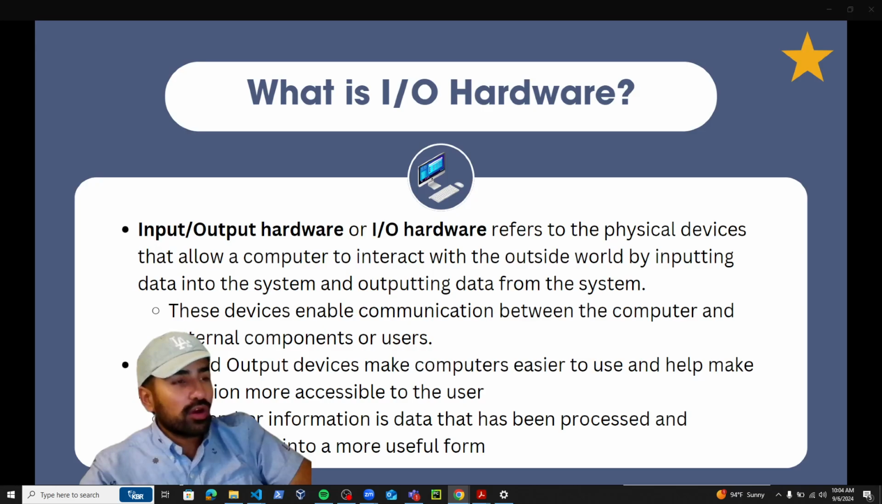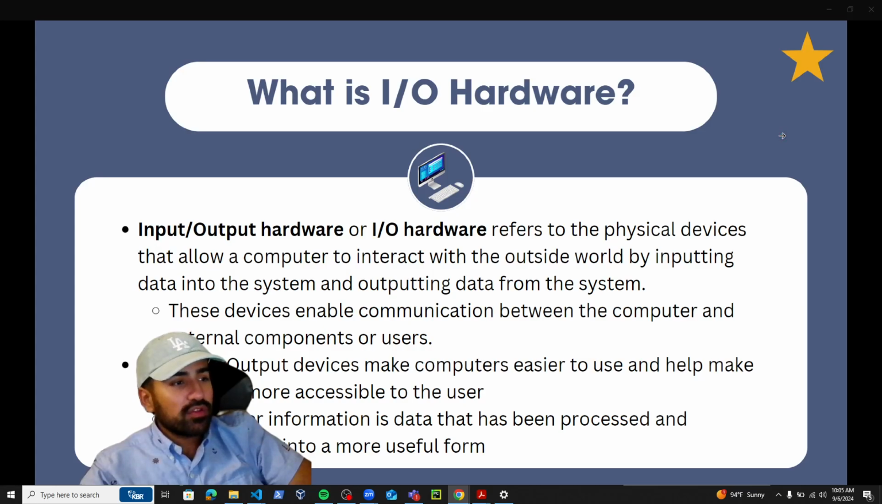So input-output hardware, what the heck is that? Well, I/O hardware refers to the physical devices that allow a computer to interact with the outside world by inputting data into the system and also outputting data from the computer system. They also enable communication between computers. There's network hardware, your Wi-Fi routers with your computer's network adapters. They work together so that you can connect to the internet.